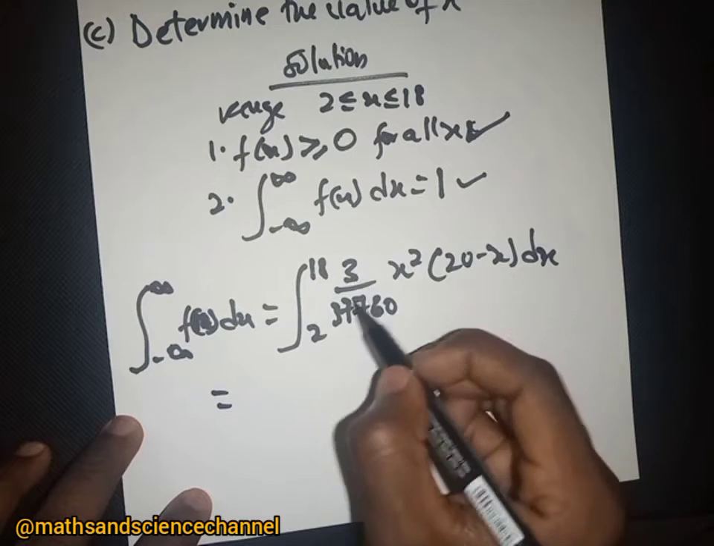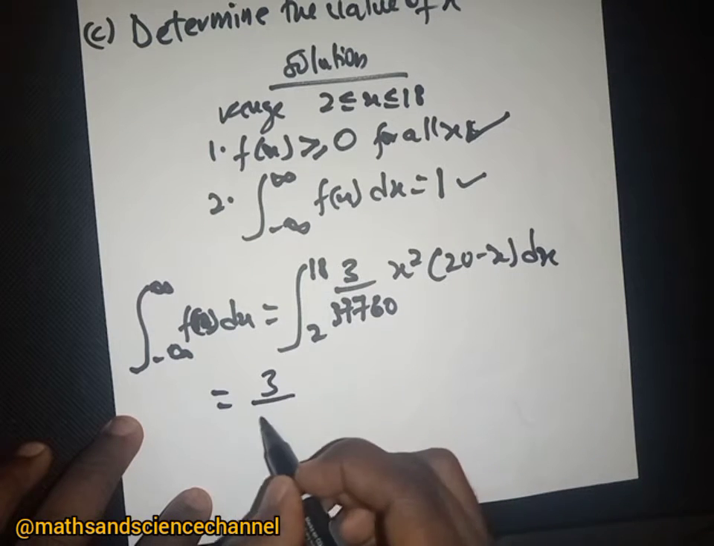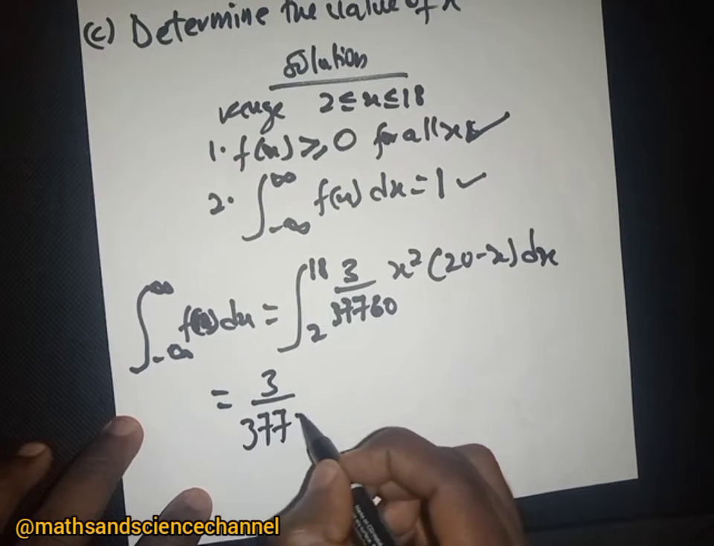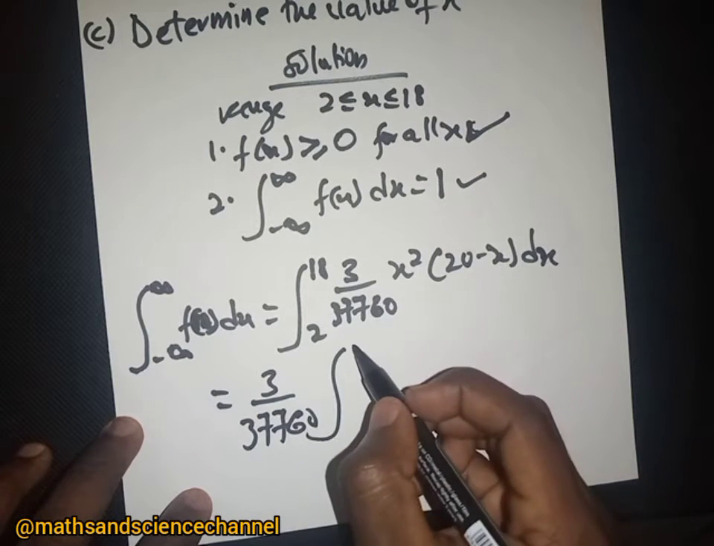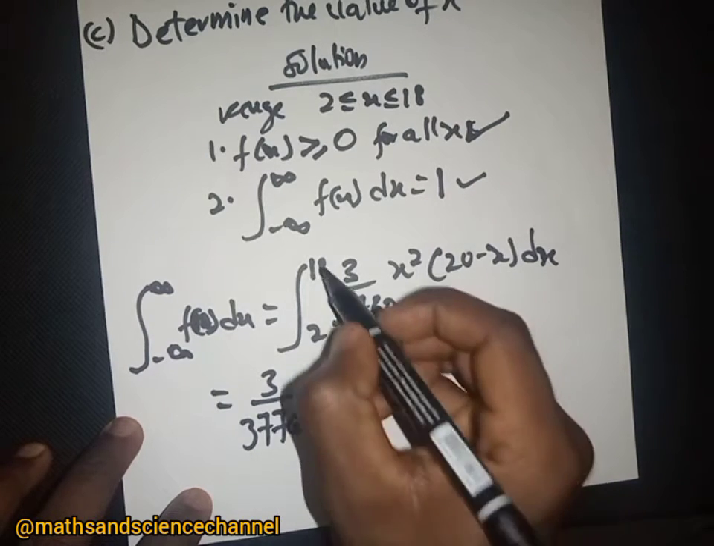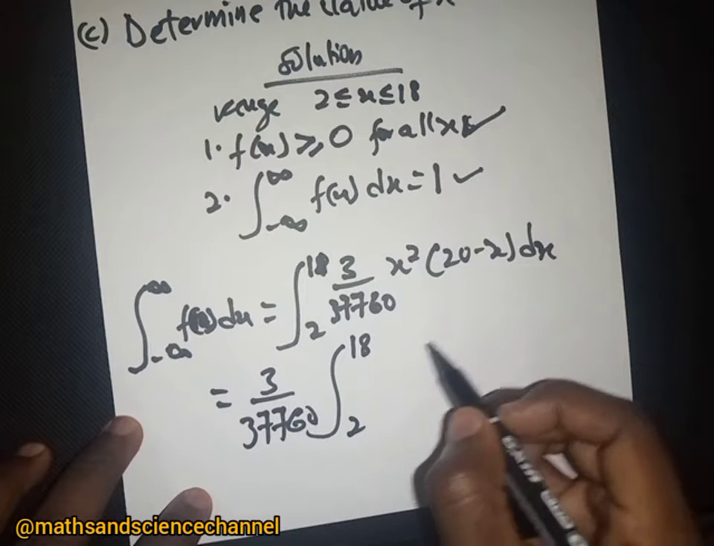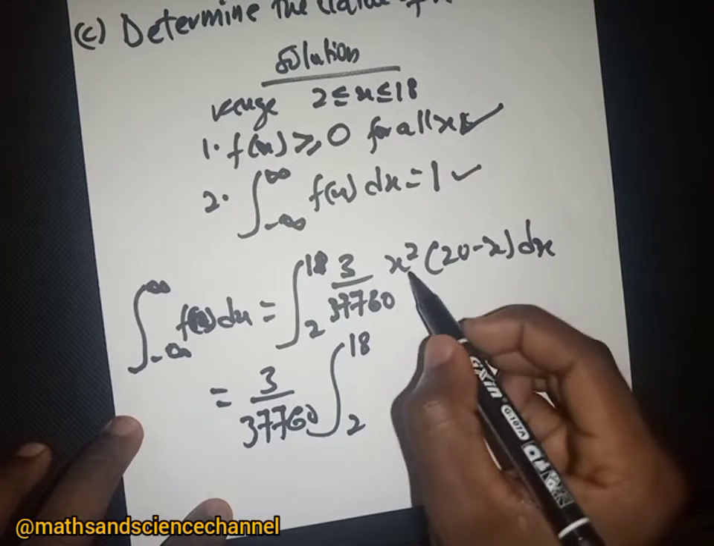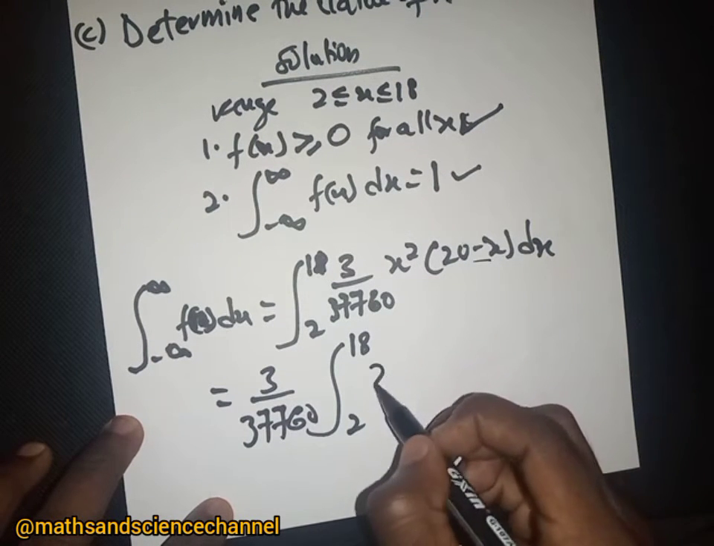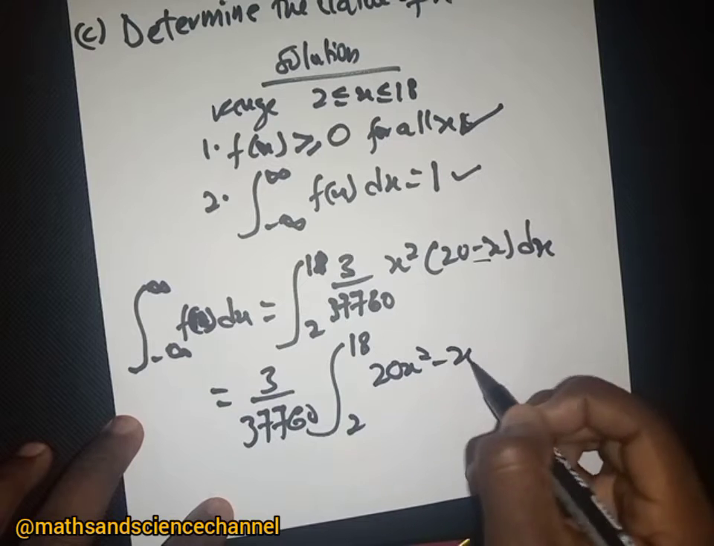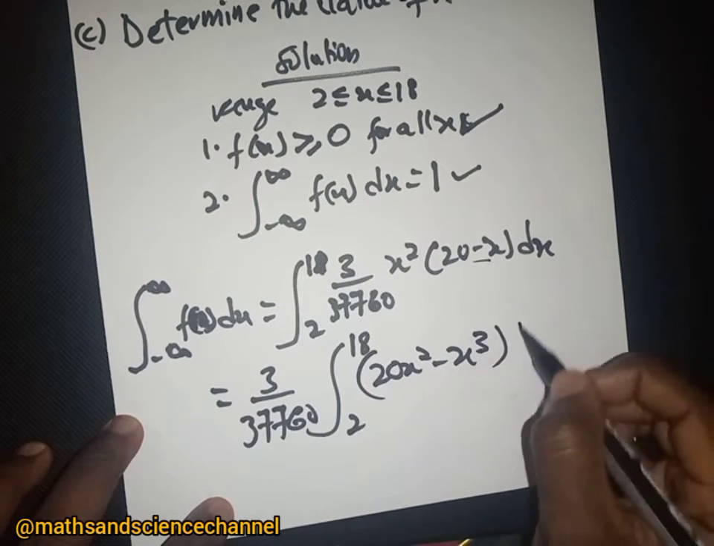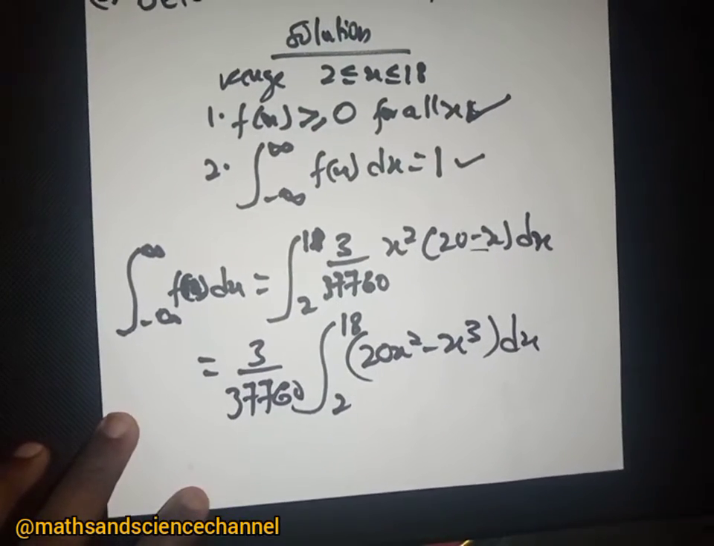So we realize that this is a constant, we can bring it out. So we have 3 over 37,760 outside here, then we have 18 here, then we have 2. Remember, it's 18. All right, now we are just left, so let's expand this. Expanding this, we have 20s squared minus s to the power of 3, then ds.